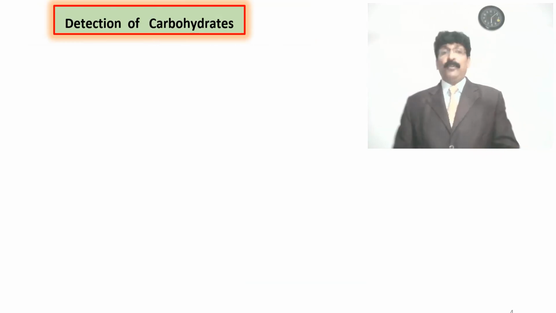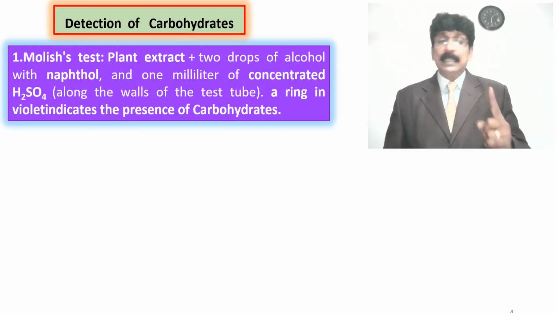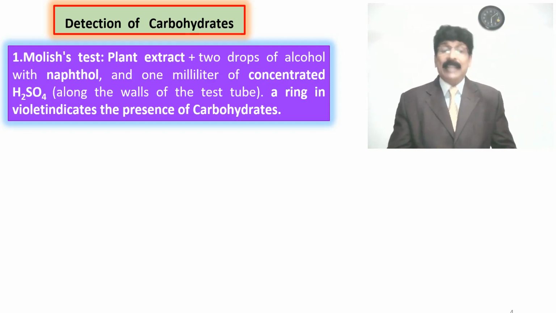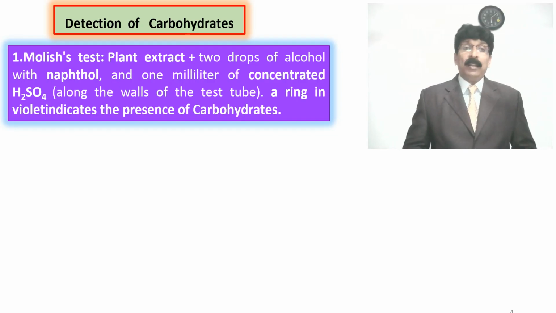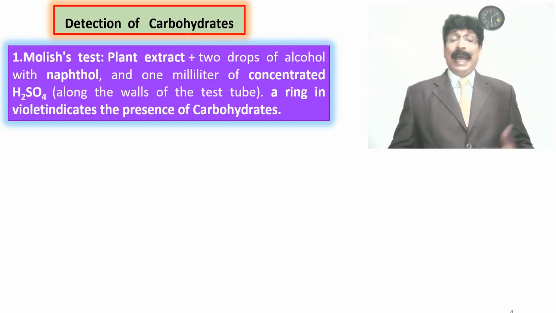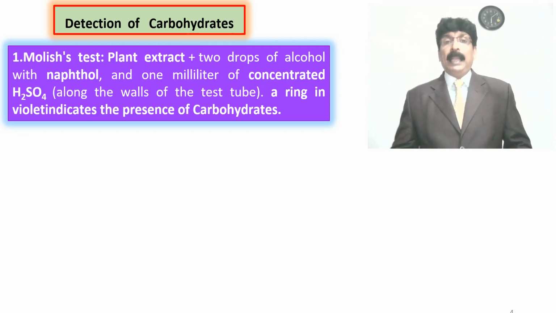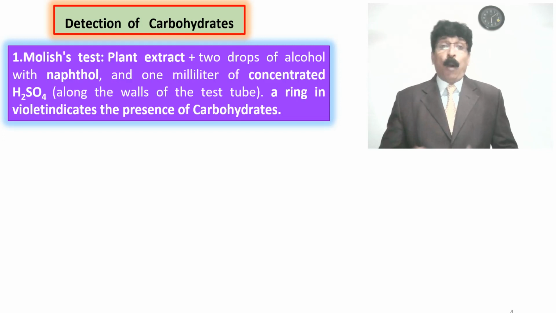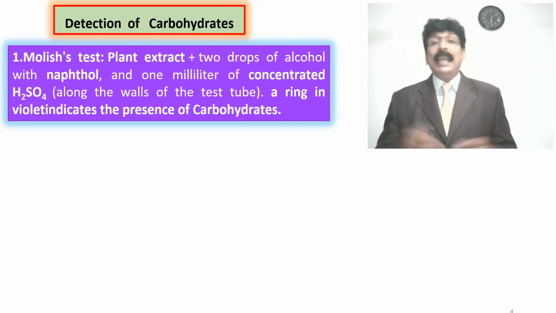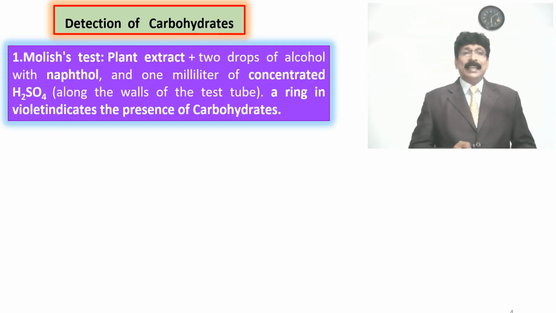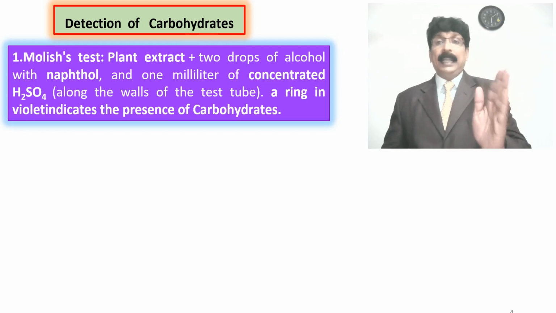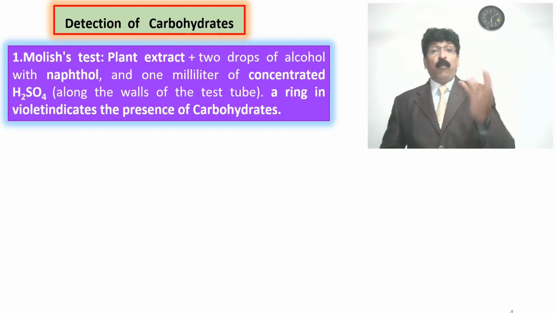Detection of carbohydrates. First is the Molisch test. To the plant extract, add 2 drops of alcoholic alpha-naphthol and 1 ml of concentrated sulfuric acid along the walls of the test tube. A ring is formed. A ring of violet color indicates the presence of carbohydrate.